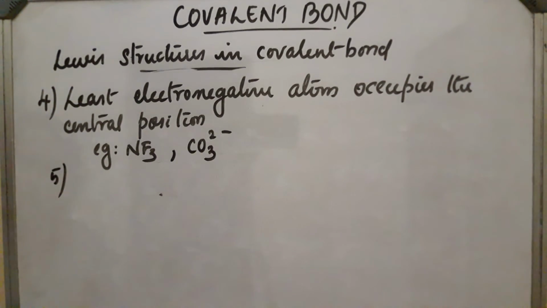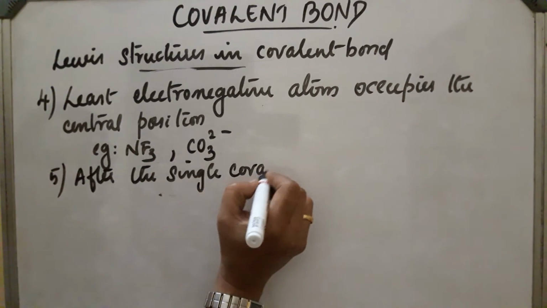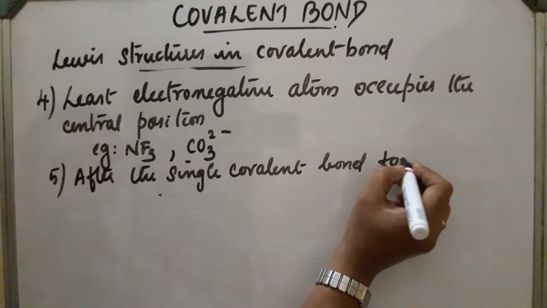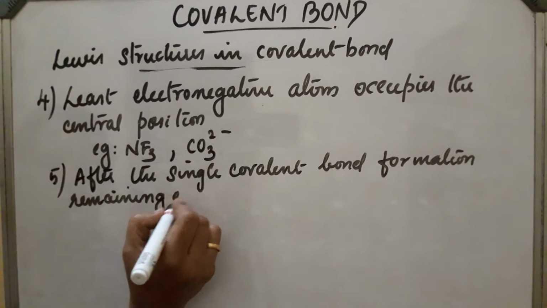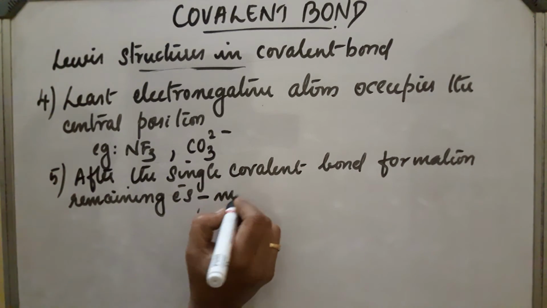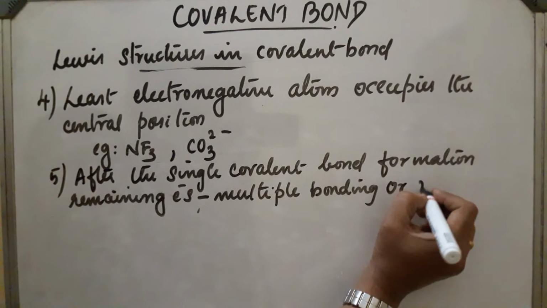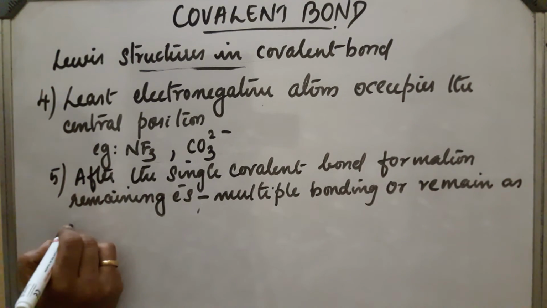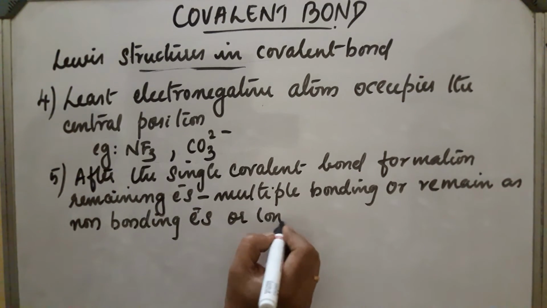Next, fifth point. After the single covalent bond formation, the remaining electrons are used for multiple bonding or remain as non-bonding electrons or lone pairs of electrons.